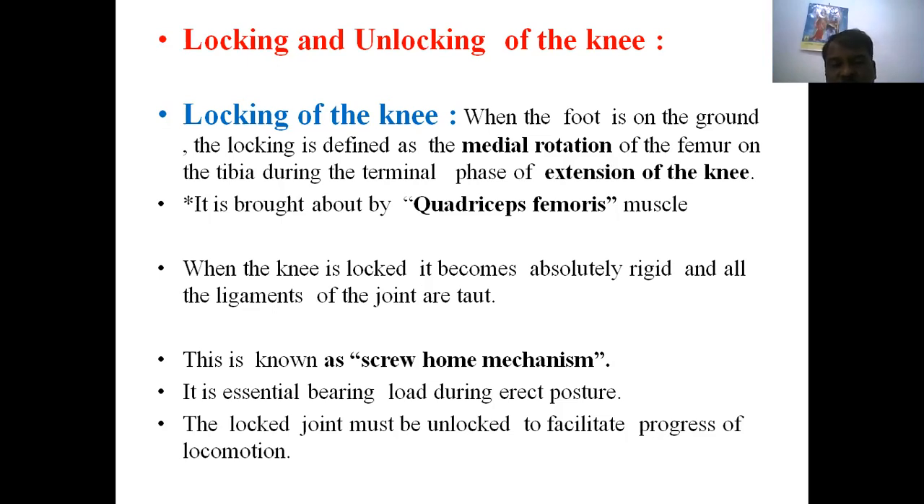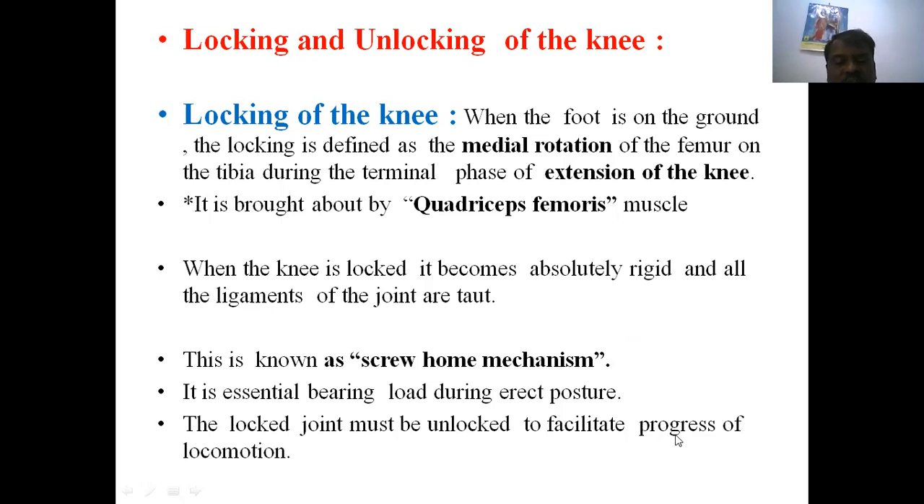Whereas the unlocking looks like a screw home mechanism. When the screw home mechanism occurs, the knee becomes locked in full extension. Through this, the weight-bearing load is carried during the erect posture.